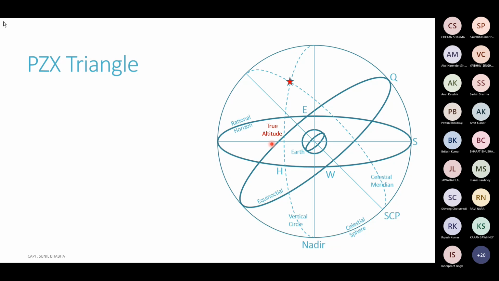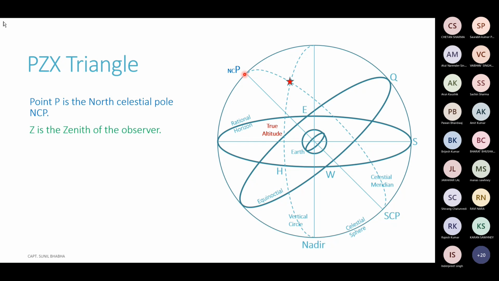There's nothing extra here. And now we will try to find out the concept of the PZX triangle, which is hidden in this particular diagram only. Now we know that this is the equinoctial, and the axis of the earth extended toward the celestial sphere meets at both the celestial poles. So this point here is the north celestial pole. Let's mark it as P. I have written NC also in short, just to show that this is the north celestial pole. This point is represented by P.